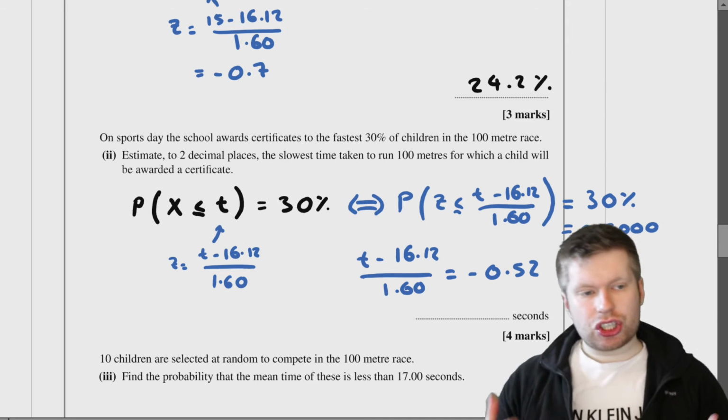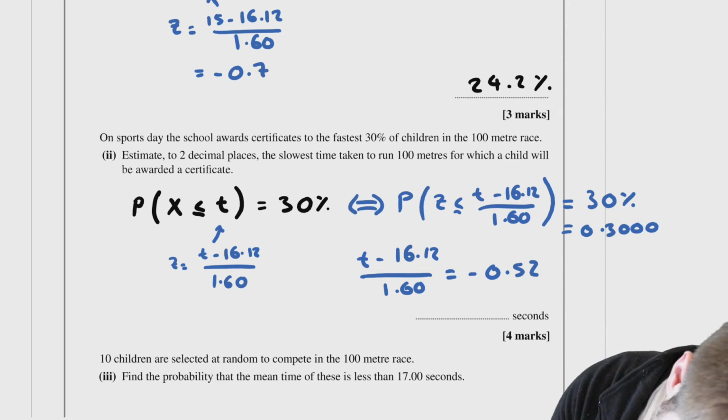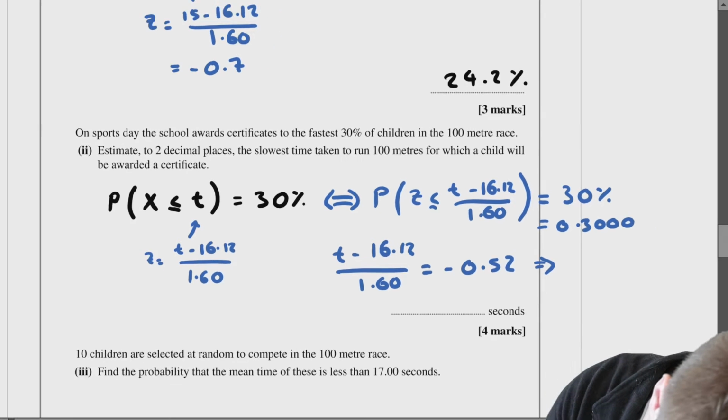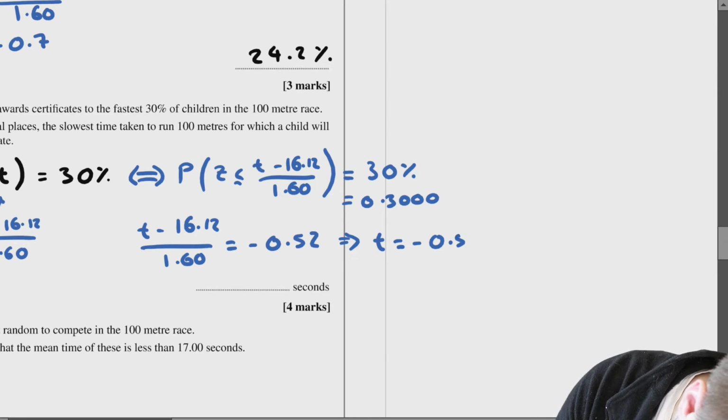Now I just need to solve this equation, okay? So, okay, let's multiply both sides by 1.6. So solve it over here. So if I want to find t, I need to multiply both sides by 1.6.